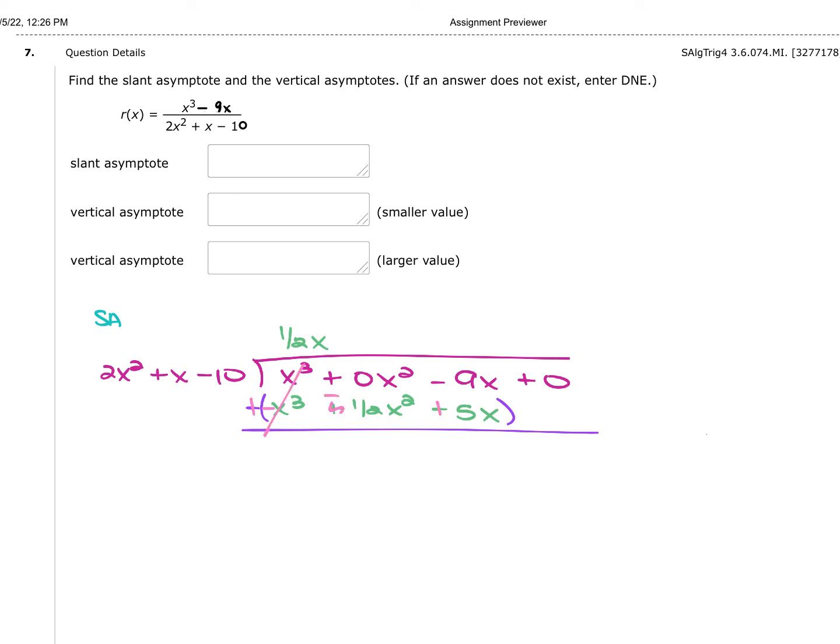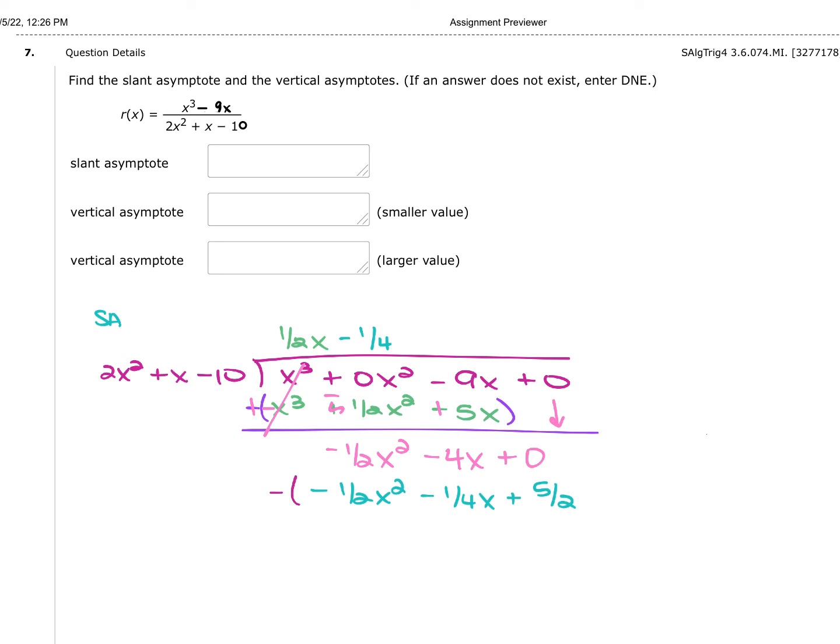The x cubes cancel. That 0x squared minus 1/2 x squared is -1/2 x squared. -9x plus 5x is -4x. And we bring down that 0 to represent that place value. From here, you want to turn that 2x squared into -1/2 x squared. If we multiply it by a -1/4, this is going to give us -1/2 x squared minus 1/4 x plus 10/4, which is 5/2.